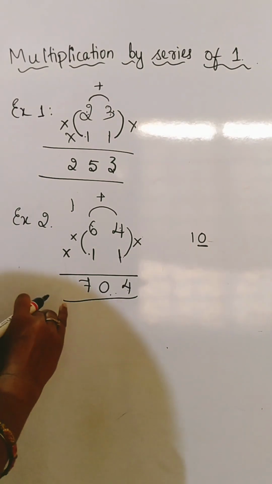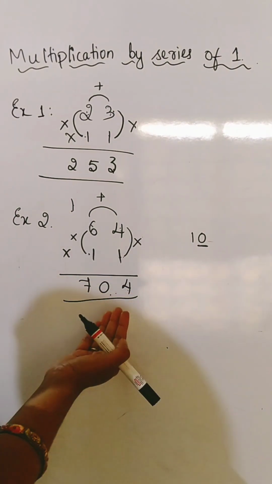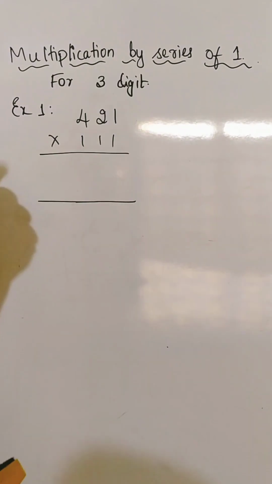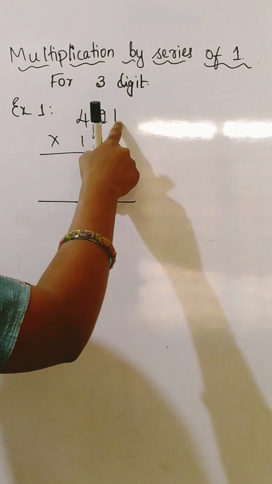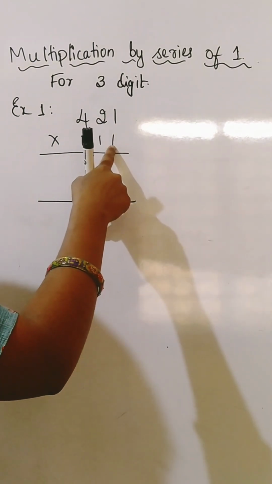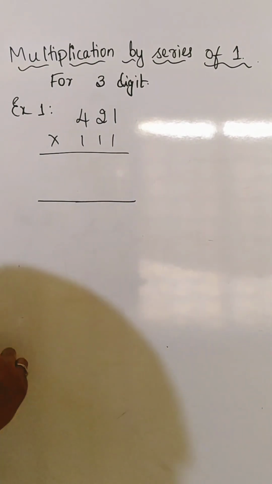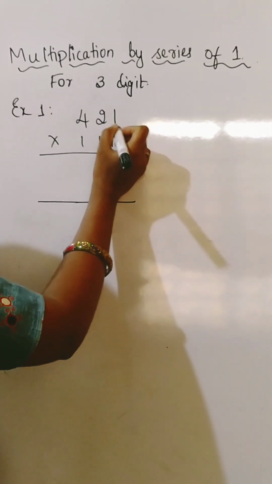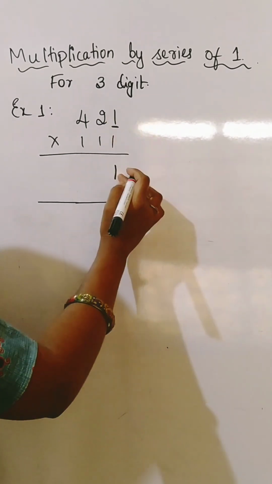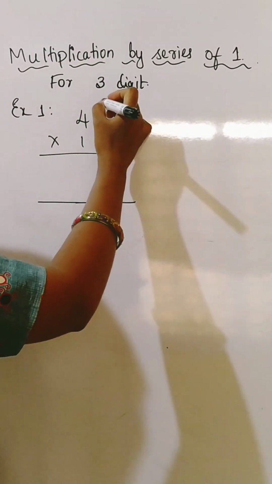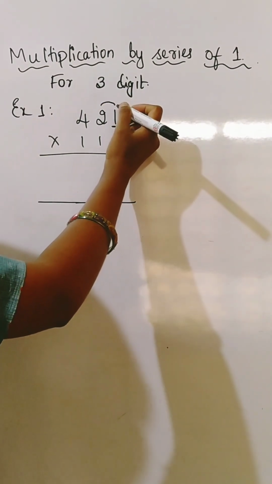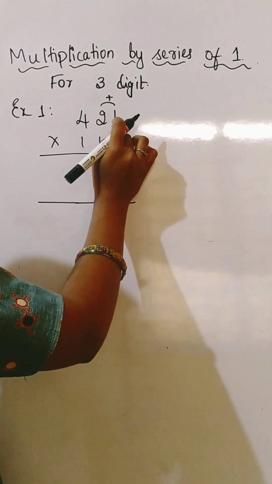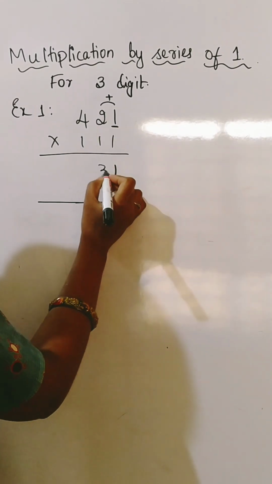Now let me discuss how we do the multiplication for 3-digit numbers using series of 1. Example number 1: 421 into 111. This is a 3-digit number. How do you do the multiplication for 3 digits in a single step? See, first step, the first number you write as it is: 1. Next step, as in 2-digit, how did we do the addition? The same procedure is followed. 2 plus 1, these two numbers you have to add. 2 plus 1 is 3.